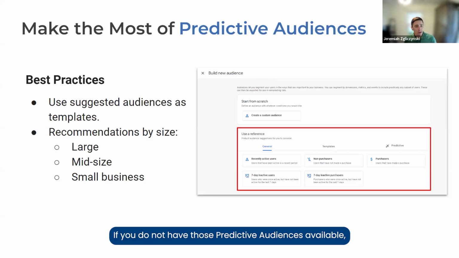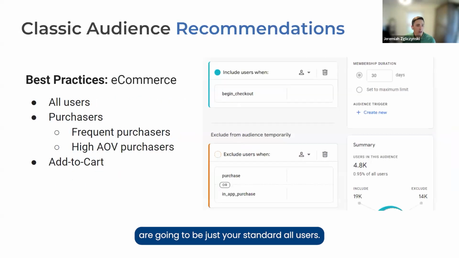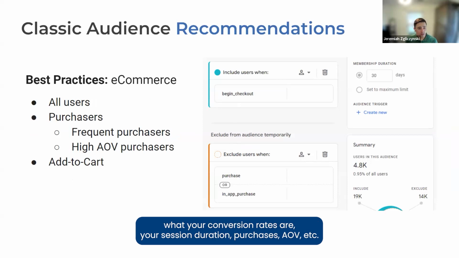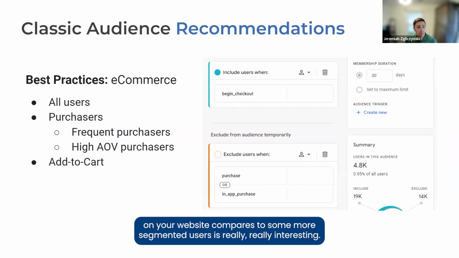If you do not have those predictive audiences available, some of the traditional audiences that we recommend using across all of our accounts are going to be just your standard all users. You want to make sure you have a baseline of what your conversion rates are, your session durations, purchases, AOV, etc. And just having an idea of what your standard everyday user on your website compares to some more segmented users is really, really interesting.